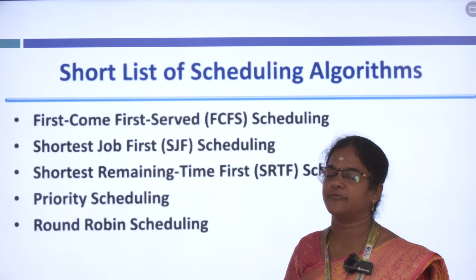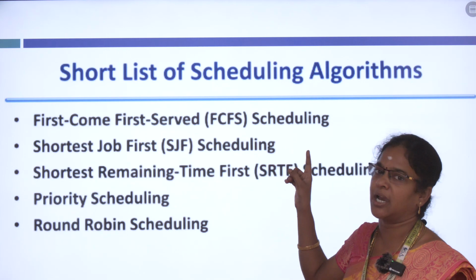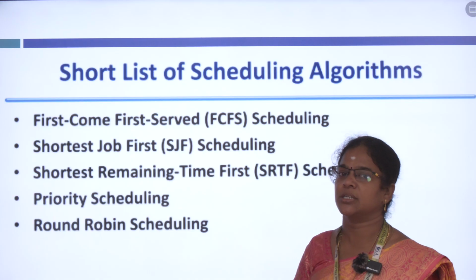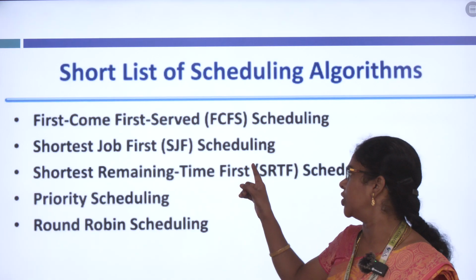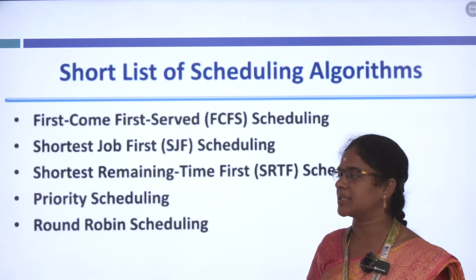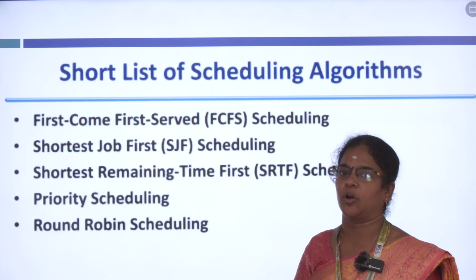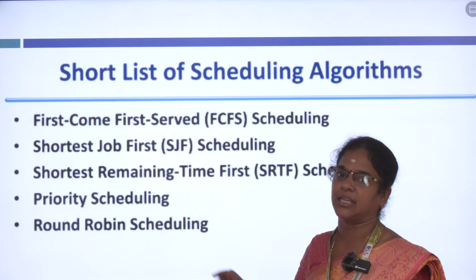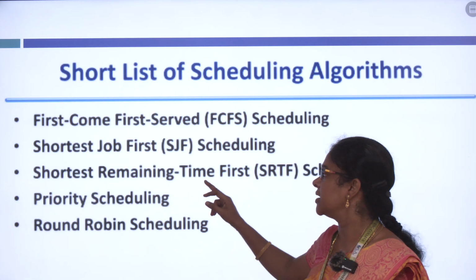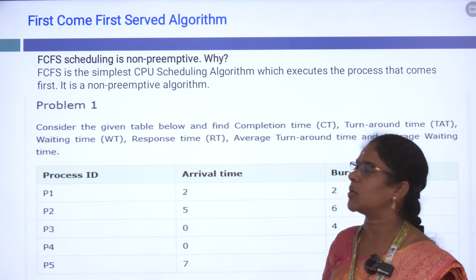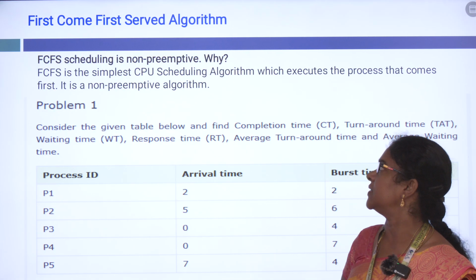The first one is the first come first served scheduling algorithm, called FCFS. Next is the shortest job first scheduling algorithm. Next is the shortest remaining time first scheduling. Next, priority and round robin. In this section we see the first three types only. In the next section we continue with priority and round robin scheduling. The first one is the first come first served algorithm.